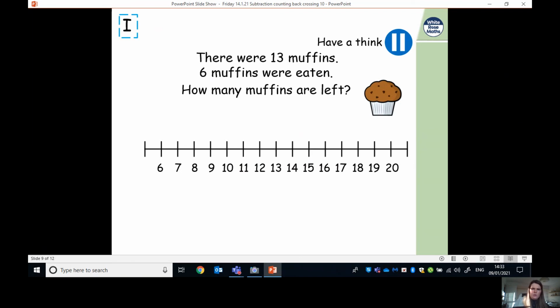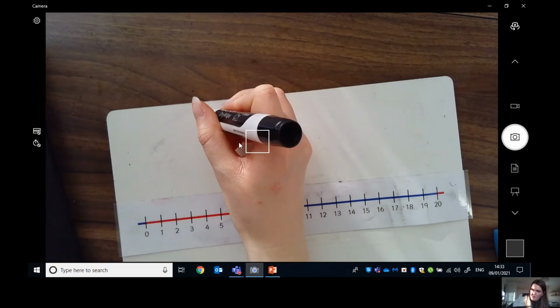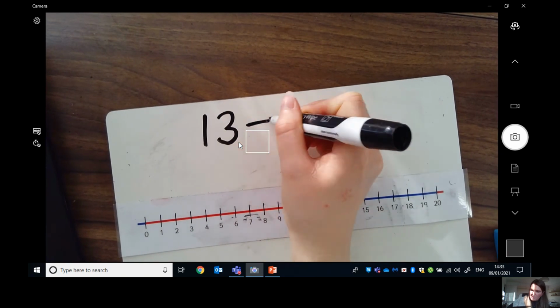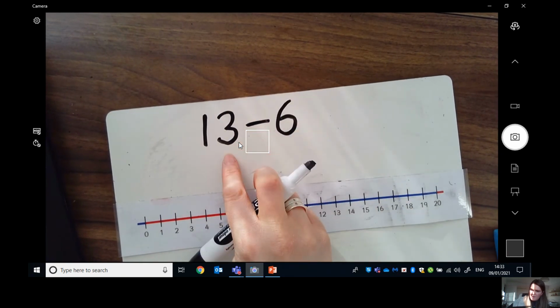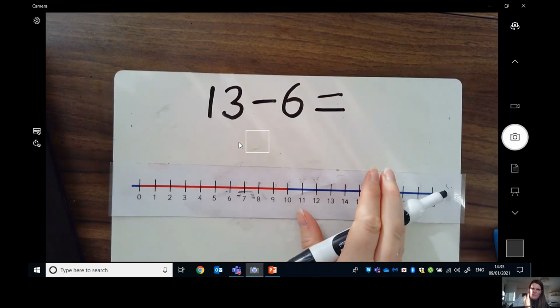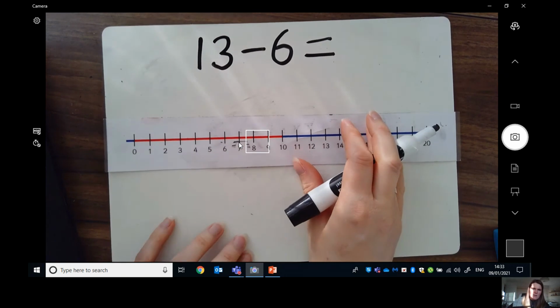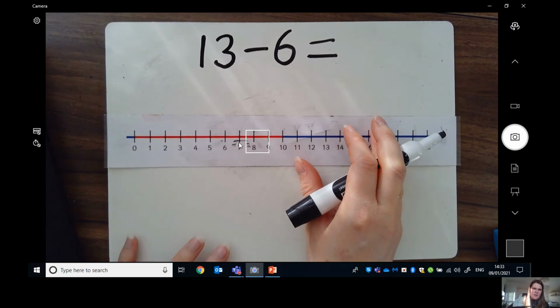Now we need to figure out what number we're subtracting. How many went away? 6. Brilliant. So our sum is 13 minus 6. There were 13 muffins. 6 were eaten. They want to know how many is left. Great. Now we know what to do from here because we've got our equation and we can use our number line. So what do I do?